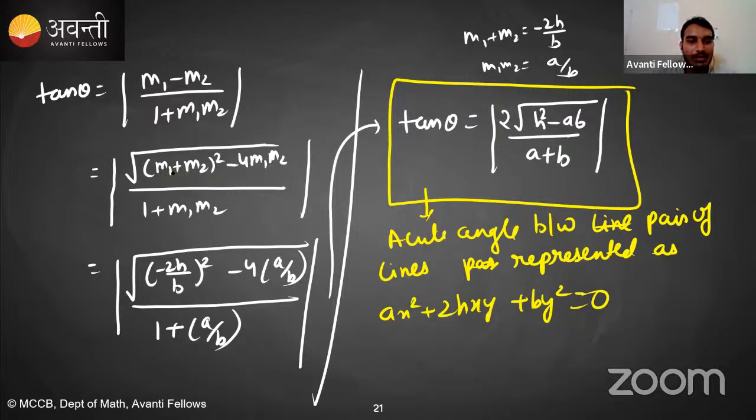Do it and see, it comes as m1 square plus m2 square minus 2 m1 m2, which is m1 minus m2 whole square, under root gives m1 minus m2. So m1 plus m2 is the sum of the slopes of those lines, which we have already calculated: minus 2h by b. So this whole square minus 4 times m1 m2. What is m1 m2? A by b. So just plug in the values of m1 plus m2 and m1 m2 here and you will get tan theta. Clear? So this is the acute angle between the pair of lines represented by ax square plus 2hxy plus by square equal to 0.